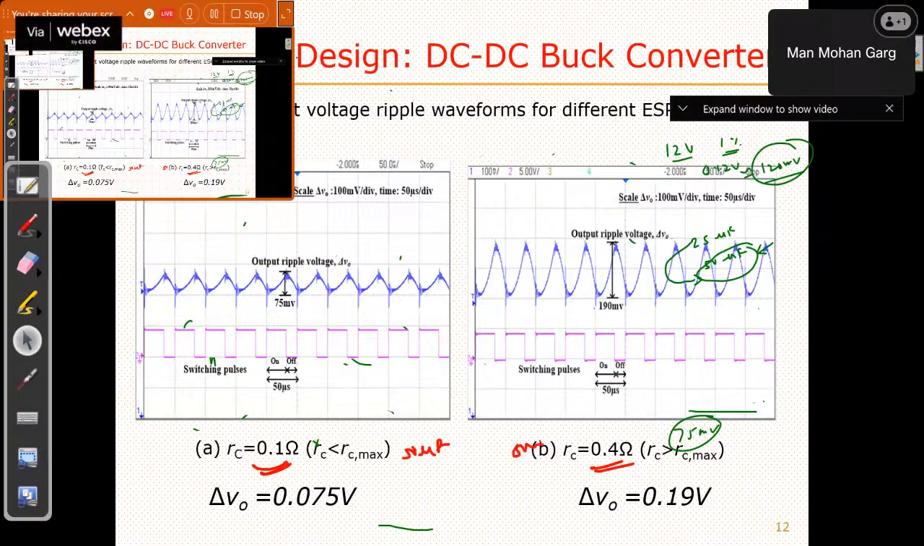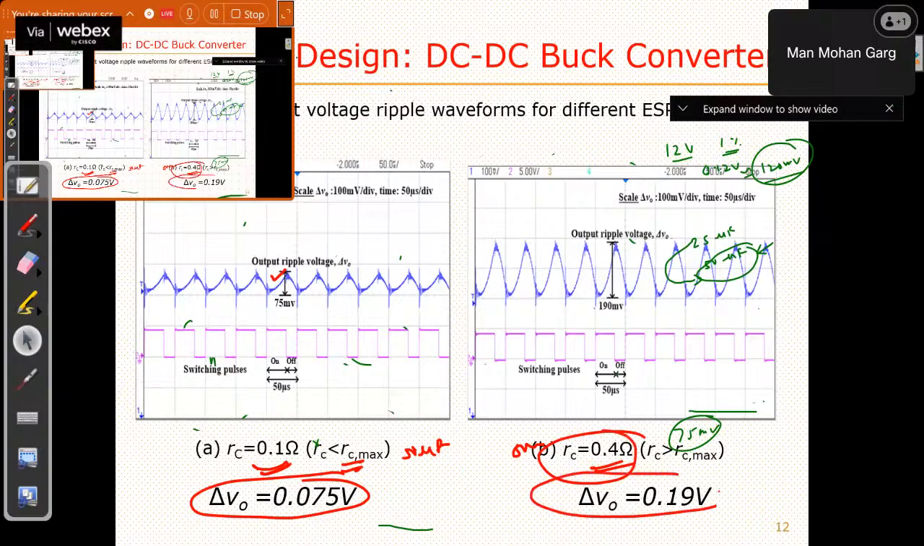Okay, so now we are checking these results, and what we are finding is that if it is less than the RC max, then our output voltage is 0.075 volt, and that is being measured. But if it is 0.4 ohm, greater than the RC max, then our output voltage ripple crosses, and this is not as per the design criteria, right? So that way we see the importance of considering these ESR values in our analysis. That is very important, right?